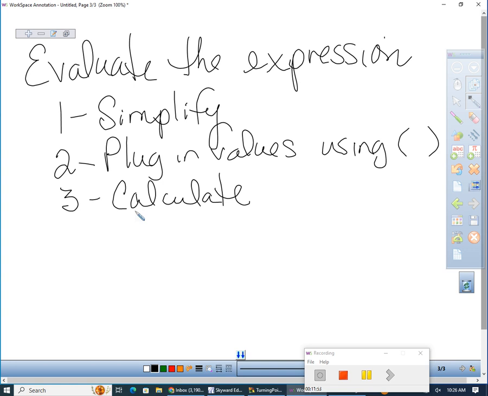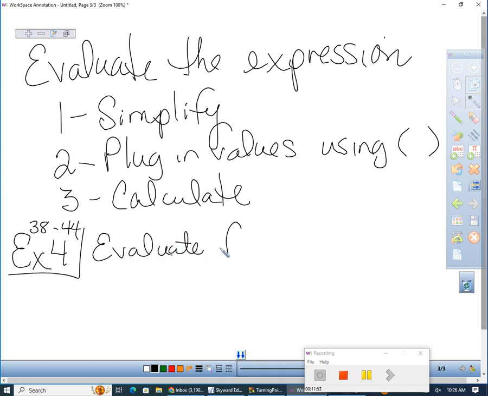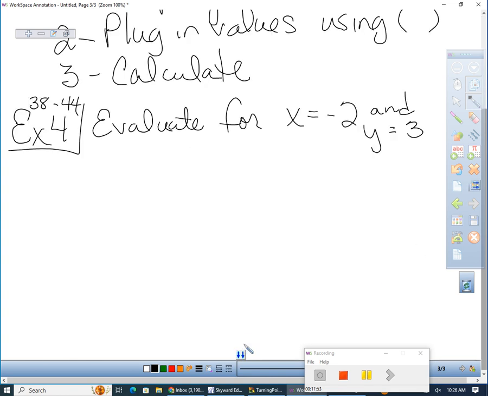All right, so this is example number 4. Example 4 is going to cover our problems 38 to 44. And that is the end of them. It says evaluate for x equals negative 2 and y equals 3. And maybe your expression looks like this. Say we have 2, x to the 0, y to the negative 2.